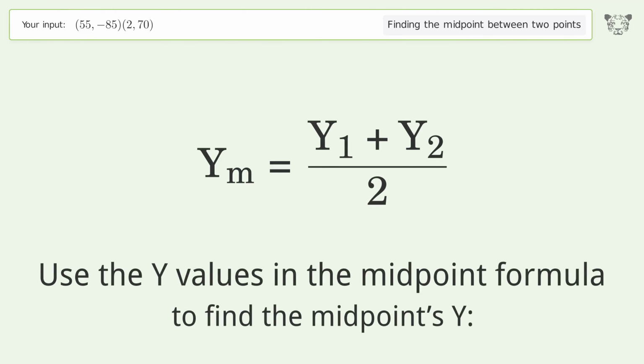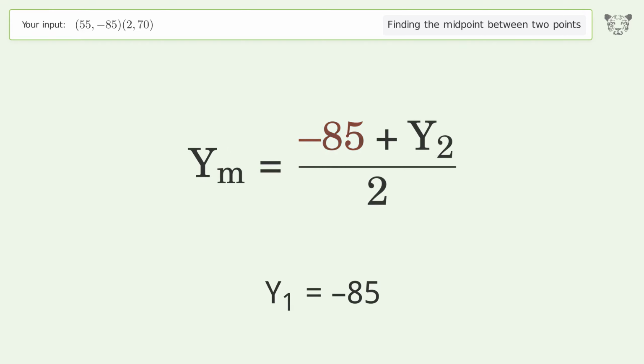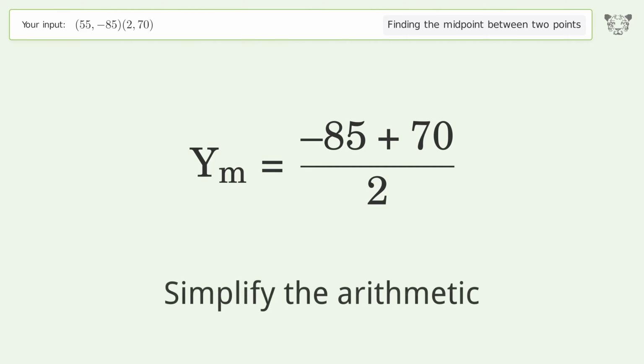Use the y values in the midpoint formula to find the midpoint's y. y1 equals negative 85. y2 equals 70. Simplify the arithmetic.